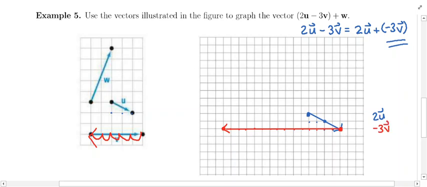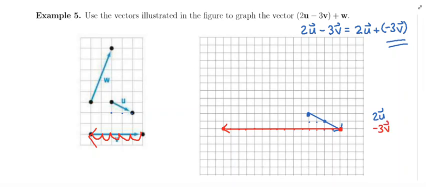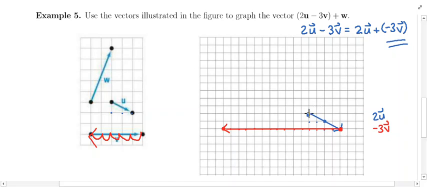If we want to add them together to get that resultant, then that is going to be the vector drawn from the initial point of the first vector to the terminal point of the second vector. So it's going to be drawn like this. It's going from the initial point of 2u to the terminal point of negative 3v. So this black vector is going to be 2u minus 3v.